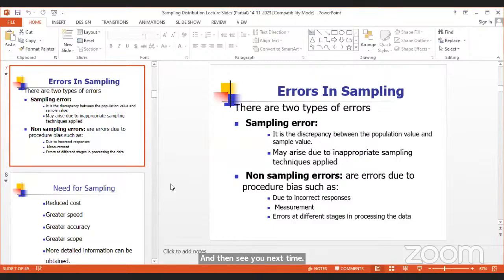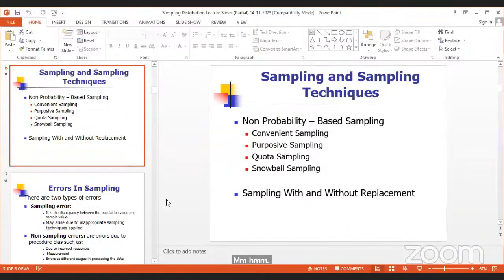Sorry, sir. Can you please explain snowball sampling? Snowball sampling is a non-probability sampling that involves the use of a member of the population to generate your sample. You use one to generate other members of the sample. That's what snowball sampling is.